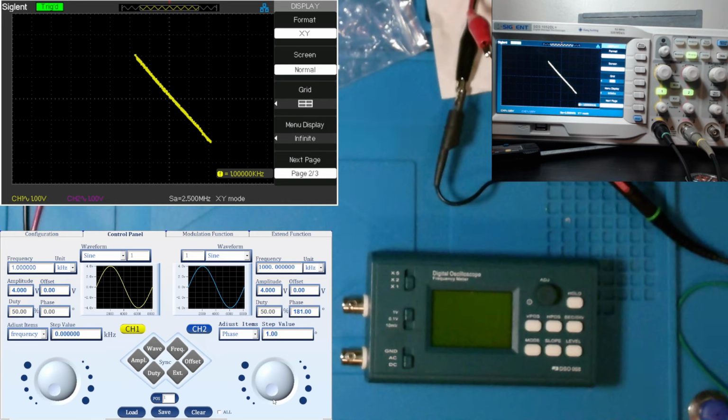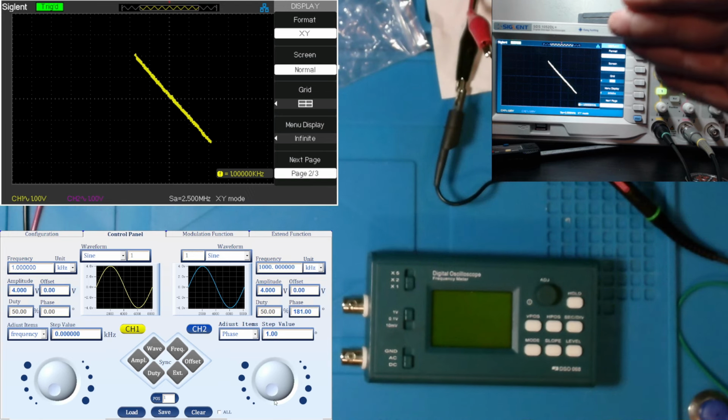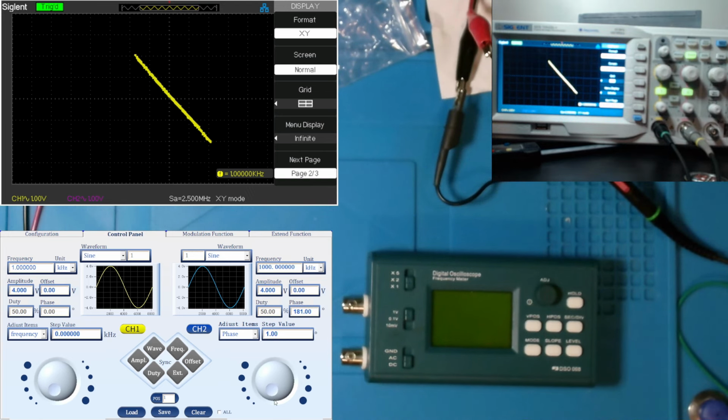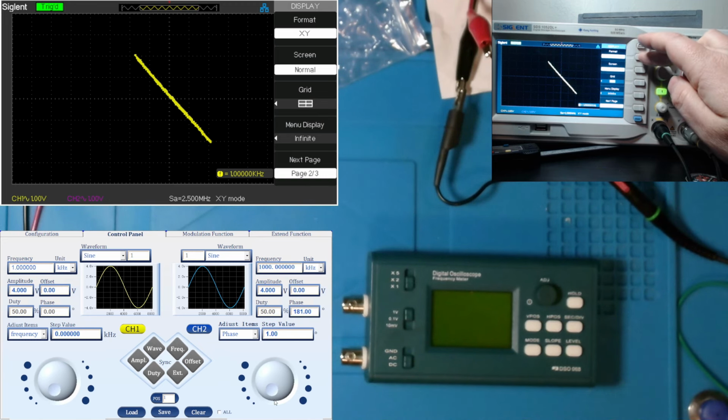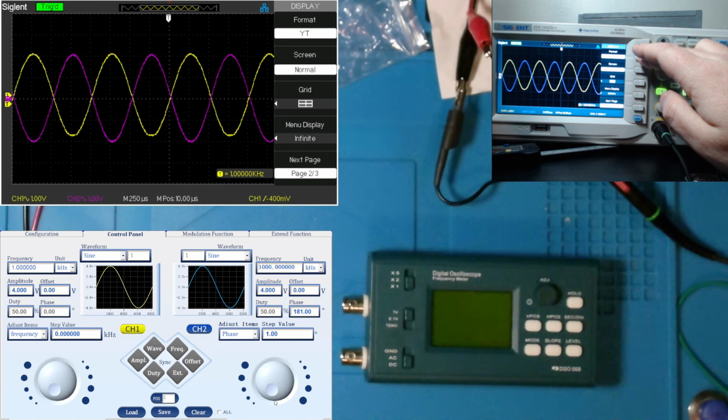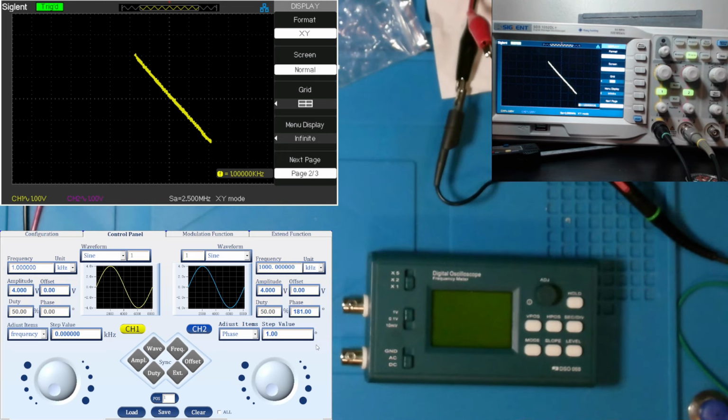Oh, a bit too far. I don't know why it's jumping from 79 to 80 right there as I move this, but we'll just make do with that. But now we're on a downward slope and everything is back in, well, not in phase. It's 180 degrees out of phase, but it looks like they are in phase. If we take it out of XY, this is how it would look on our oscilloscope at 180 degrees out of phase. Let's keep going.